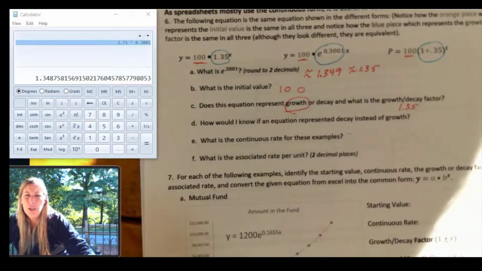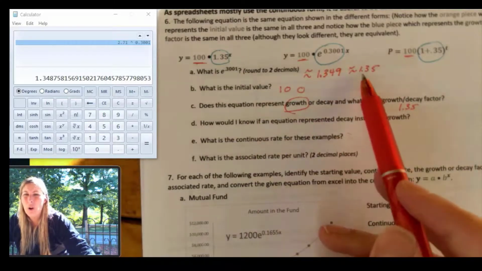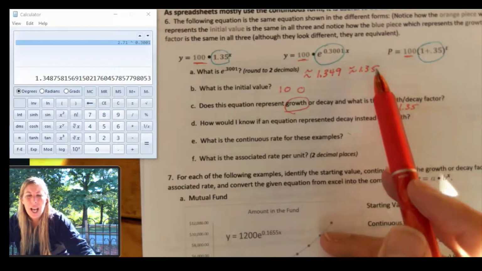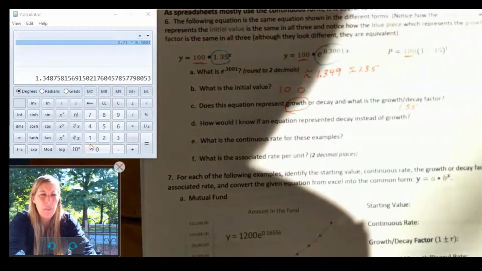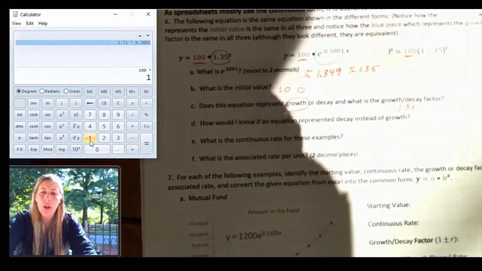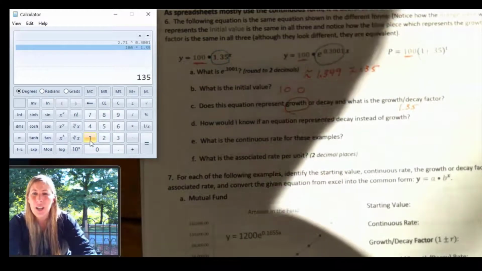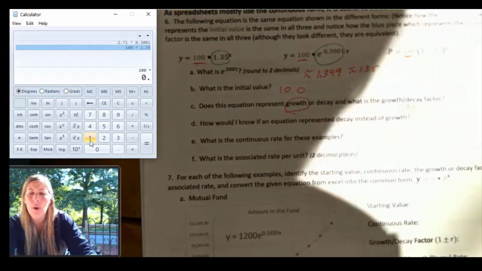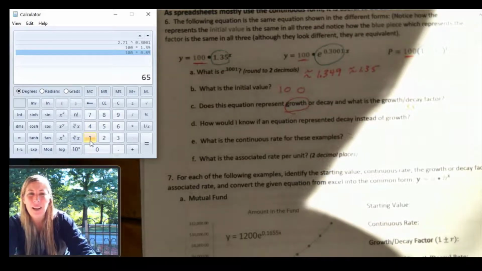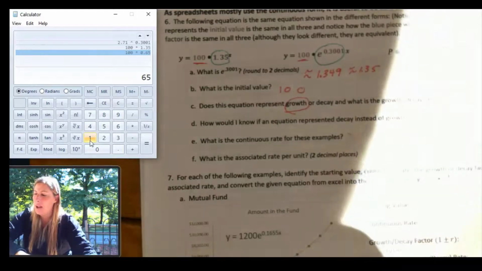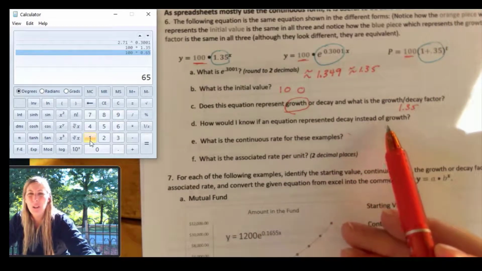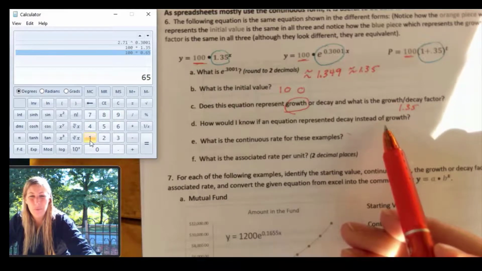How would I know if an equation represents decay instead of growth? Well, it's going to be less than 1 instead of greater than 1. So this is 1.35. If you think about 100 and you take 100 and multiply it by 1.35, you're going to get something bigger than 100. If I took 100 and multiplied it by something less than 1, let's say 0.65, I'm going to get a decay. It went from 100 to 65. So therefore, how do I know if an equation represents decay instead of growth? Well, it's going to be less than 1 instead of more than 1.